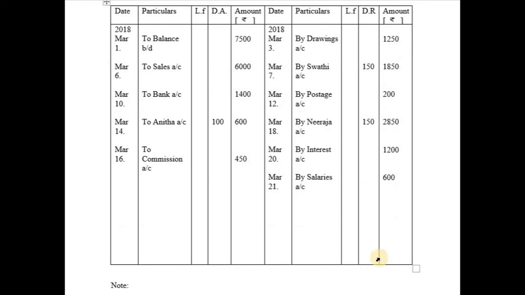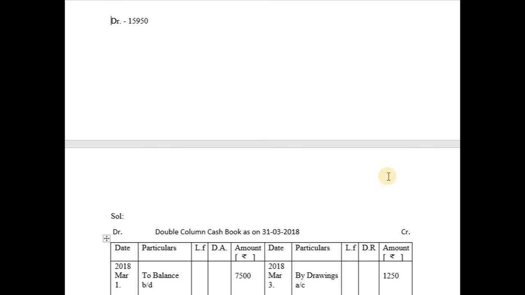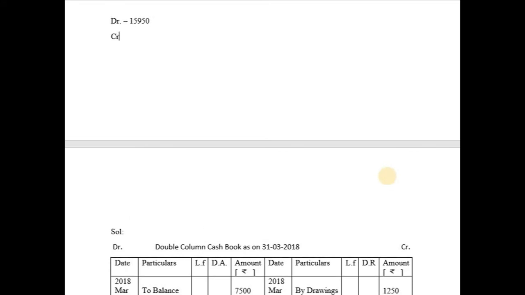Now you will be doing the total for credit side of cash book. So the total on credit side of cash book is 1000 plus 1000, 2000, 800 plus 200, 1000, 3000 plus 100, 3100 plus 200, 3300, 5300, 6300, 7300, 7950. So the total on credit side of cash book is 7950. On debit side the total is 15,950, whereas on credit side the total is 7,950.